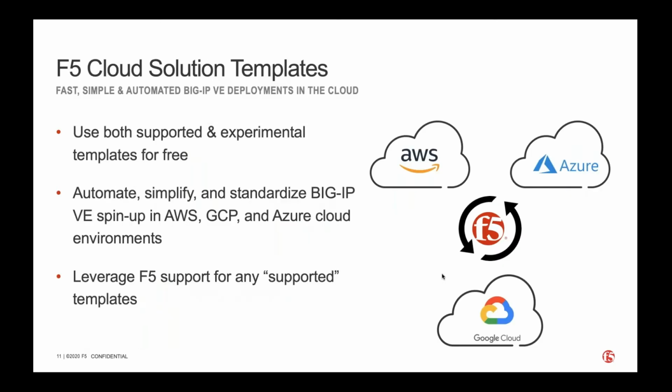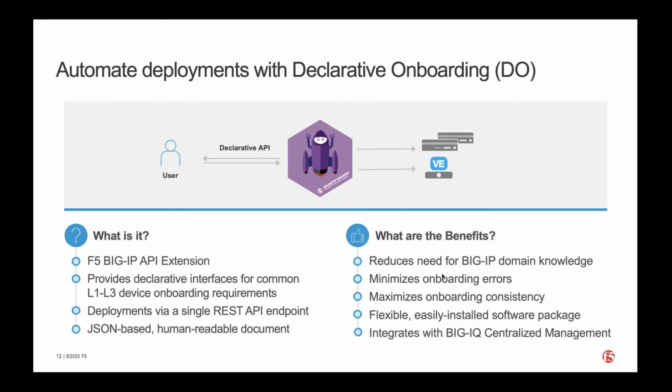Within those solution templates, we have different templates developed by F5 to standardize the Big IP configurations within our different cloud environments like AWS, Azure, and Google Cloud. So we have some supported templates that already exist and that we can use to implement F5 services into our different cloud environments.